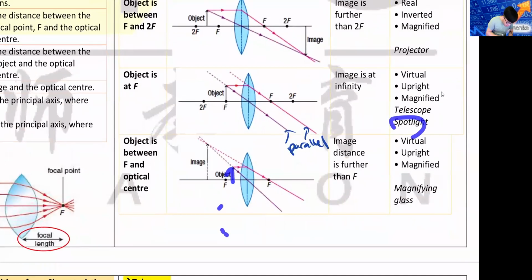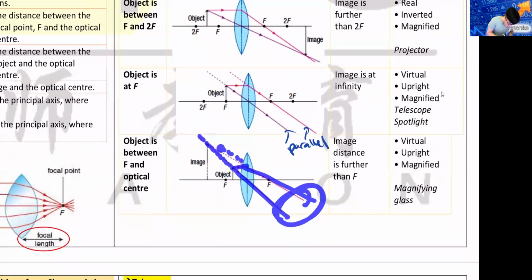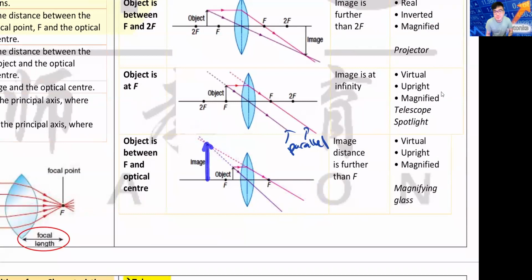Next one, the last one. In front of F, what do you see? You do the same thing. First line going through O, second line going through F. Hey, there's no meeting here. How? You extend your lines to behind. There they cross here, so you will see an image here. The screen is always on the opposite side. Is there anything on the screen? No, so it's virtual, like a mirror. It is upright, standing straight. It is magnified, obviously, this becomes bigger. Where do you see this? This is in your magnifying glass.